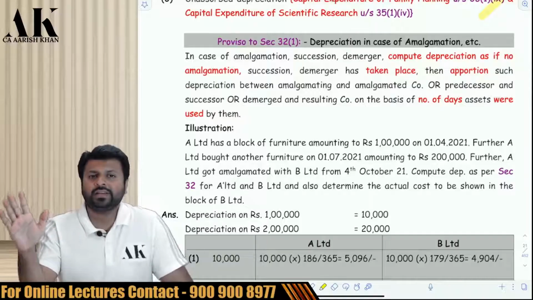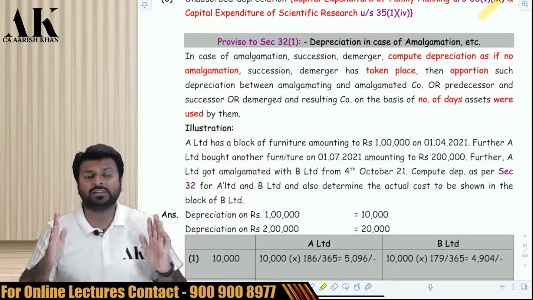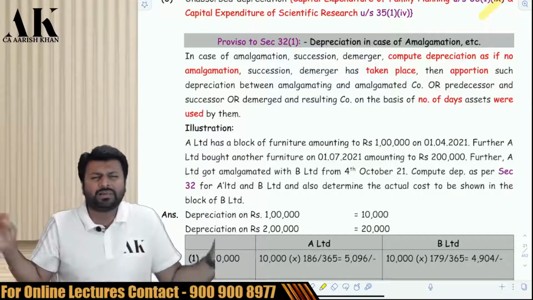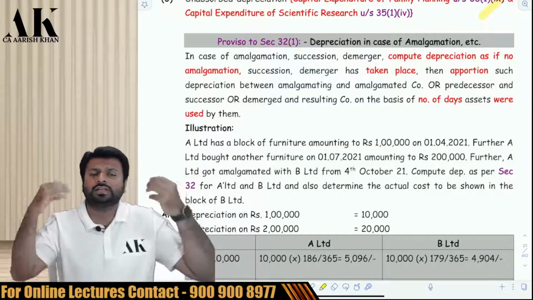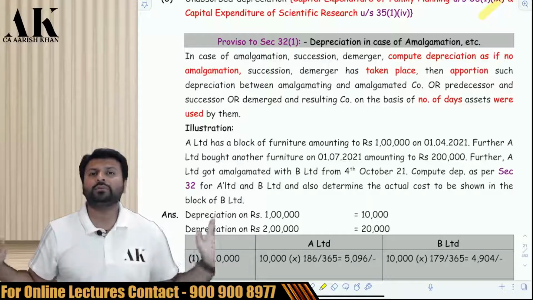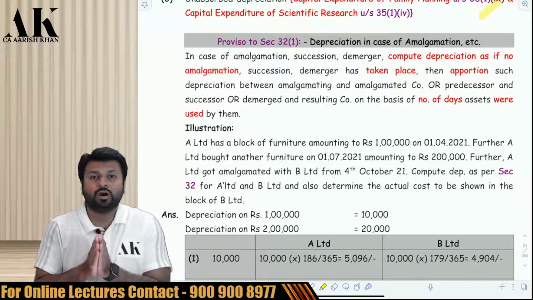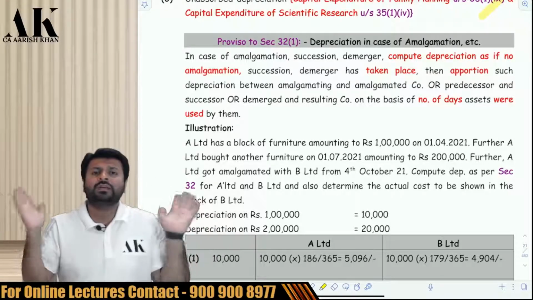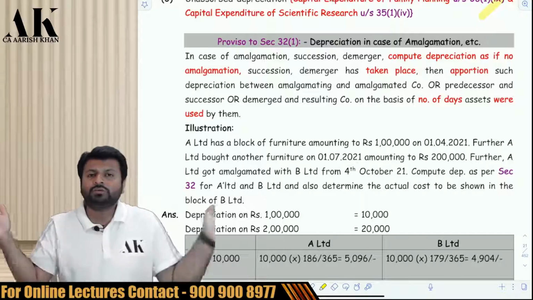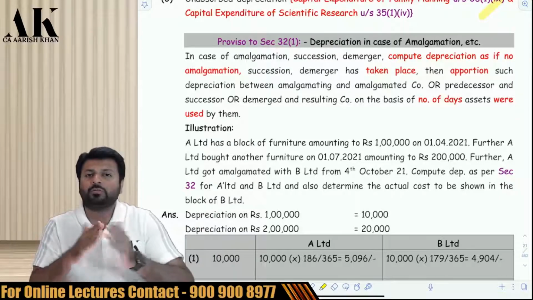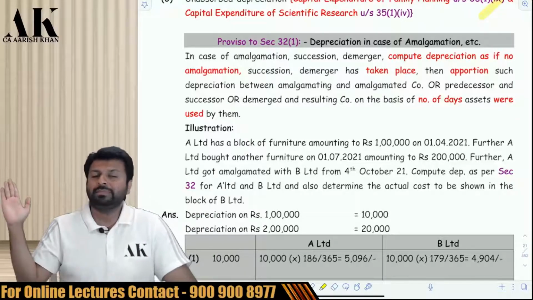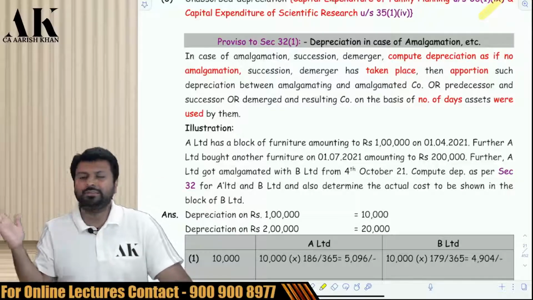The government says very clearly, in case of amalgamation, demerger and succession, compute depreciation as if no amalgamation, no demerger, no succession has ever taken place. Once you have computed on an assumption that there is no amalgamation, once the amount is in front of you, now divide that amount between both of them. Both of them means the amalgamating company and the amalgamated company, the demerged company and the resulting company.